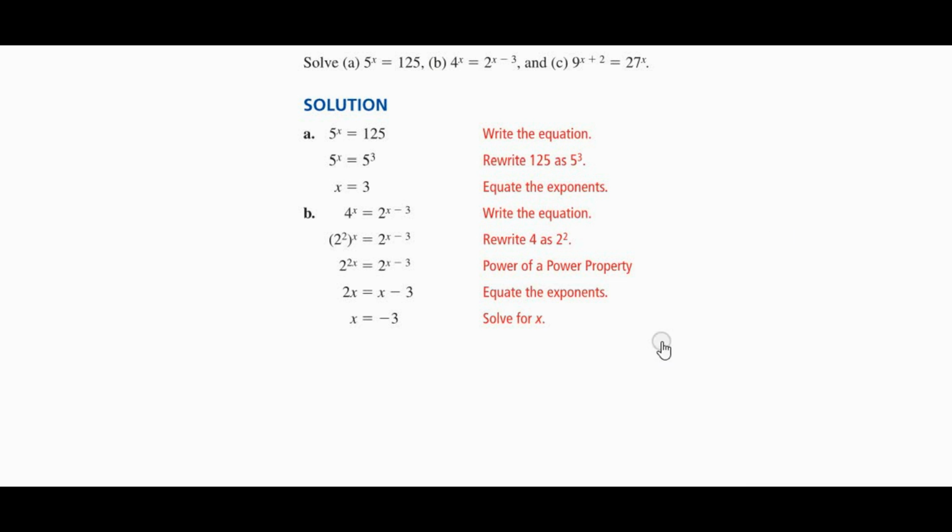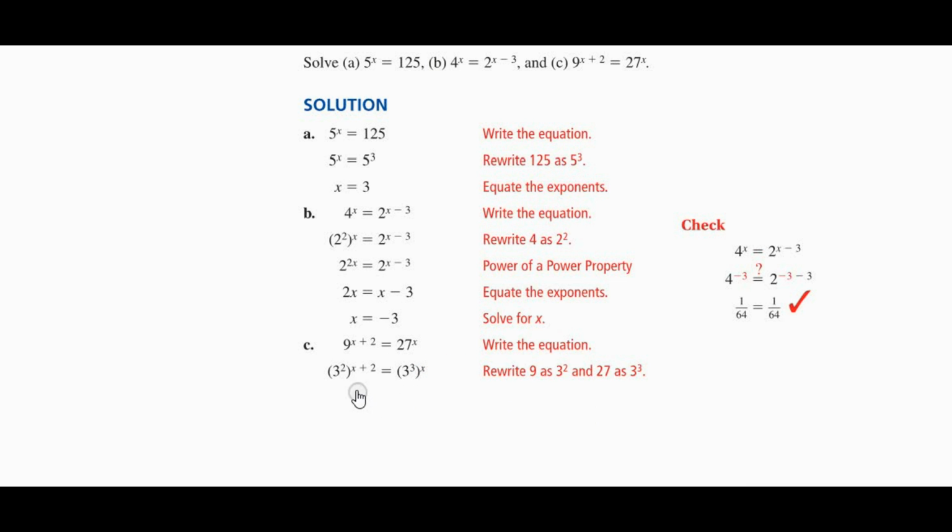So if we rewrite this 9 as 3 to the second power, and this 27 as 3 to the third power, I think we're going to get there. So let's take a look at the solution. They check. Great idea. We should all check our solutions, right?